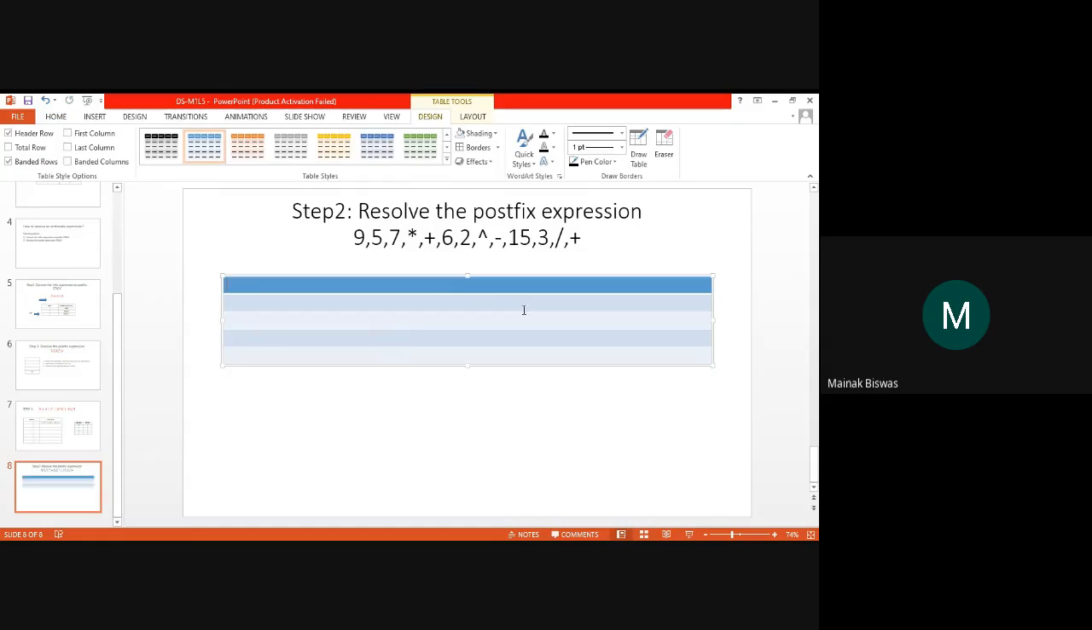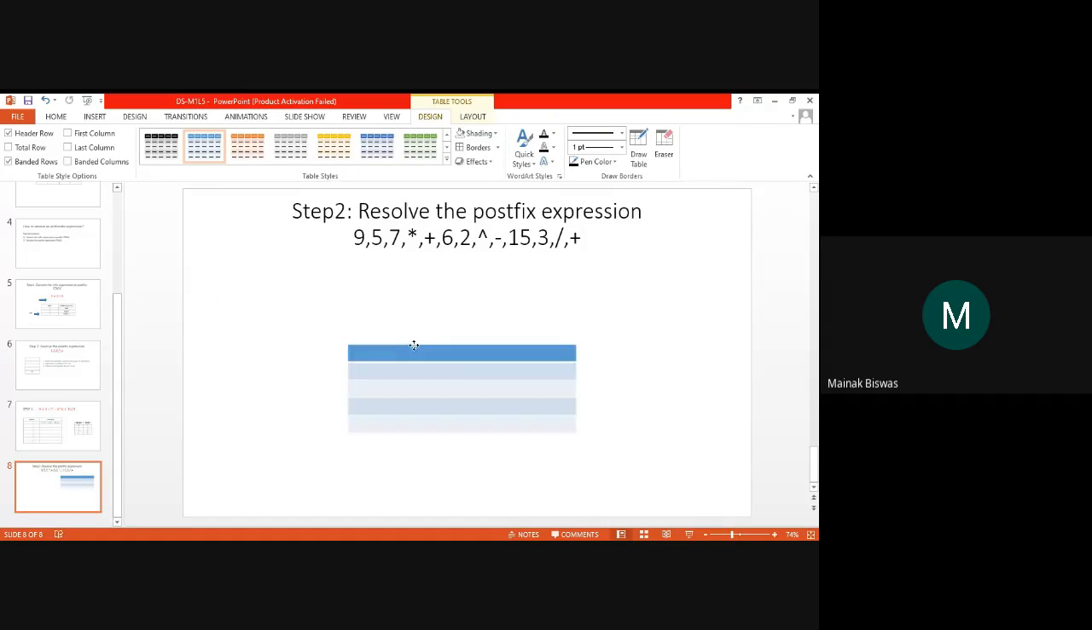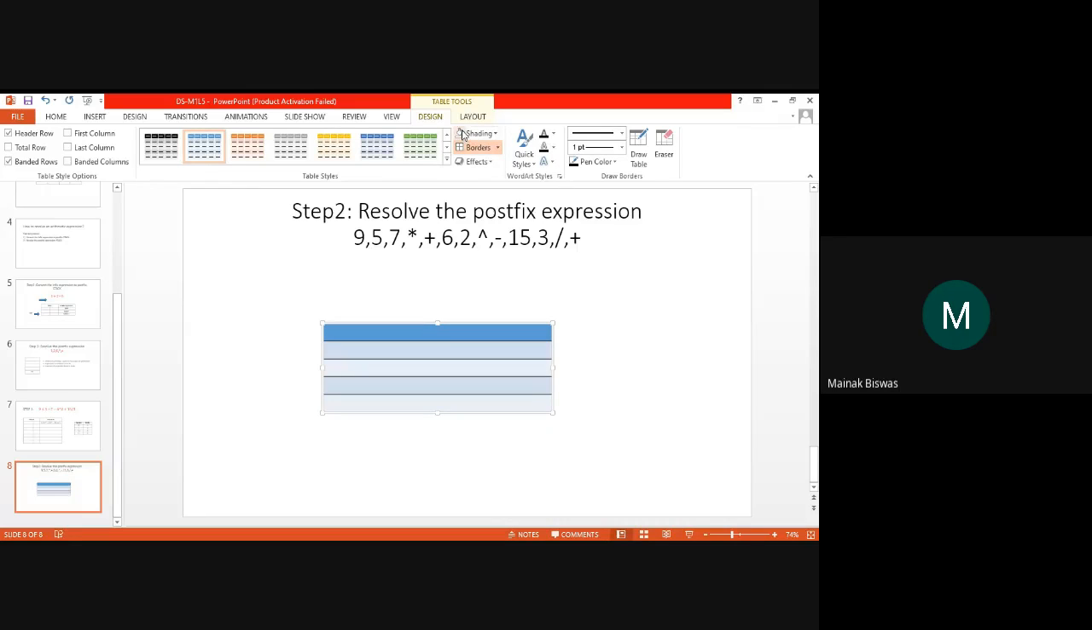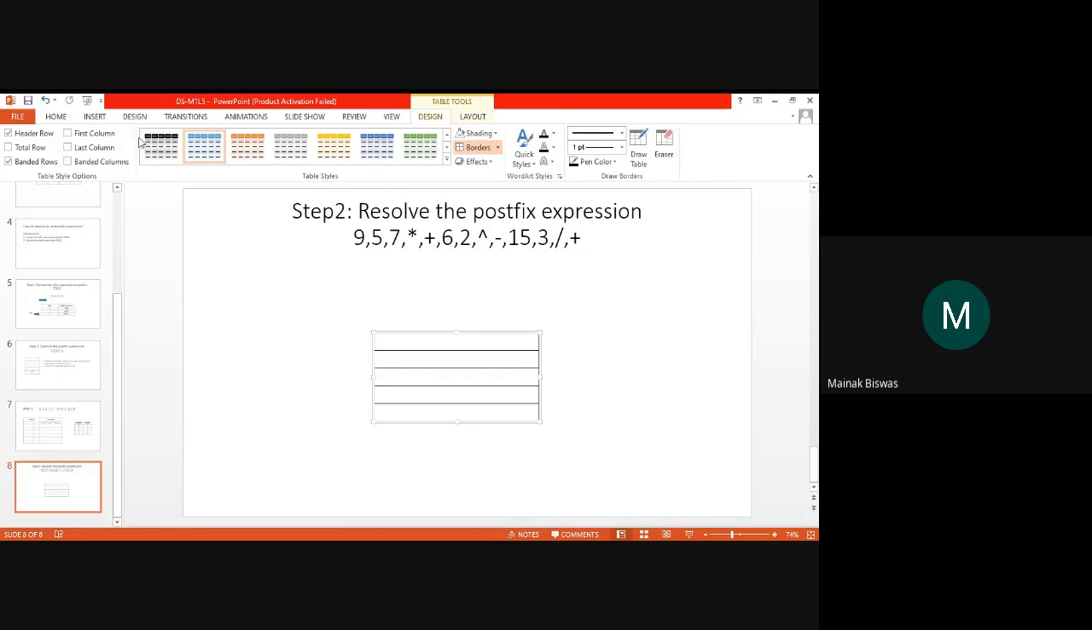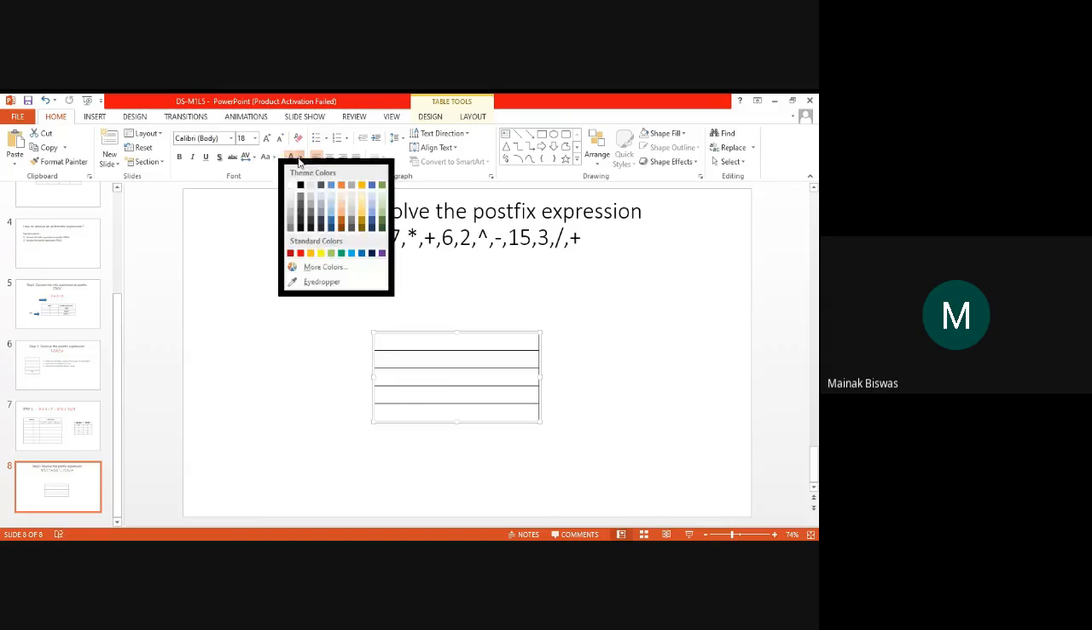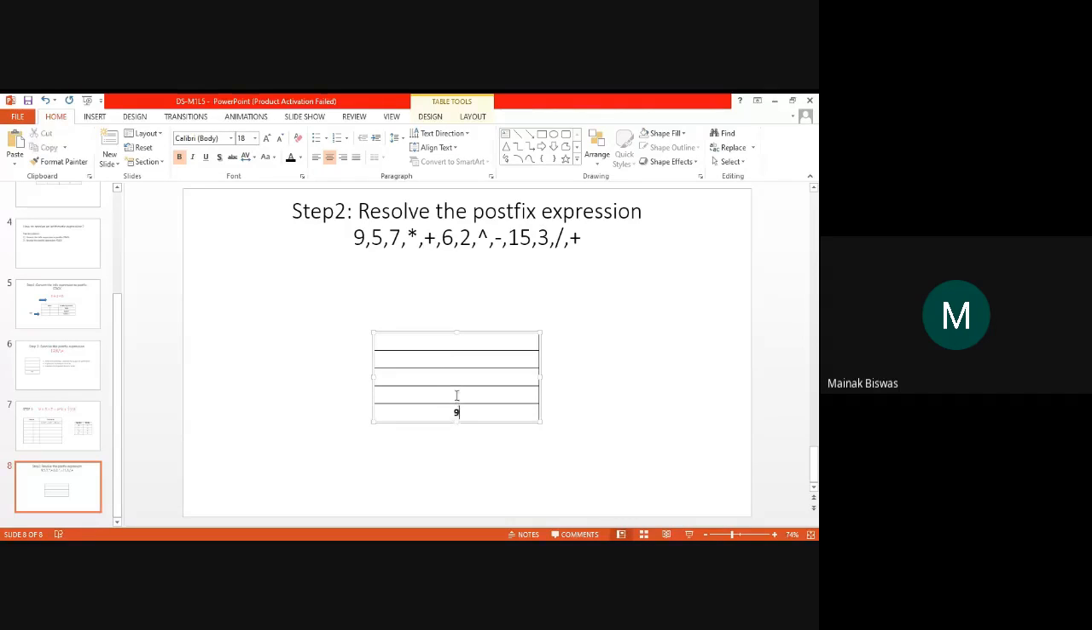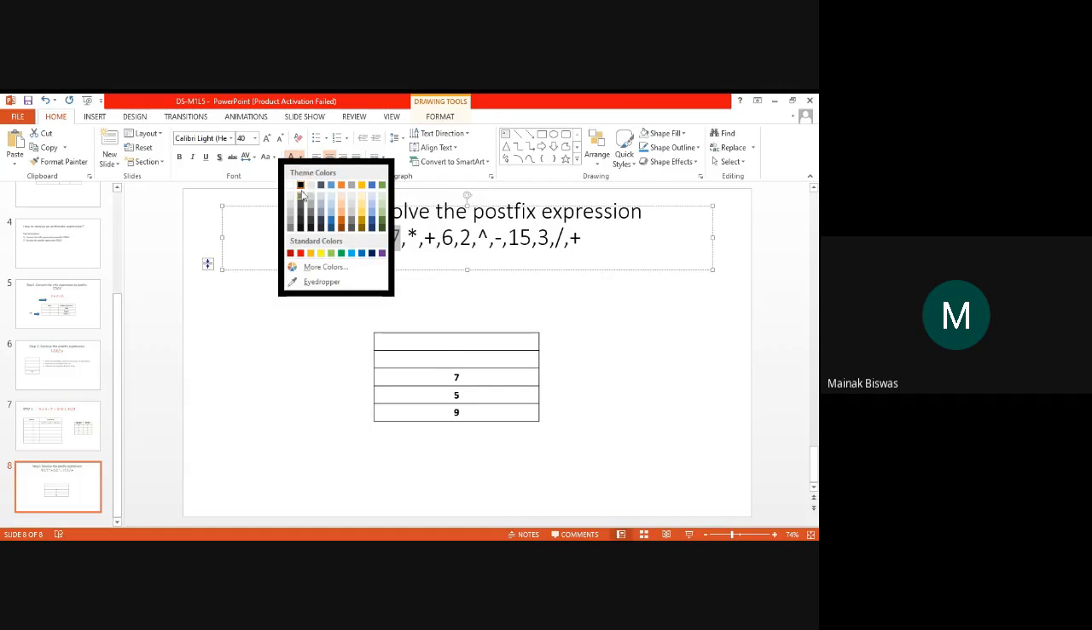Well, let us keep the stack size as this one. Okay, so the first element that we are going to put is 9. 9 is pushed. Then 5 is pushed. Then 7 is pushed. Right. So these elements are now pushed.